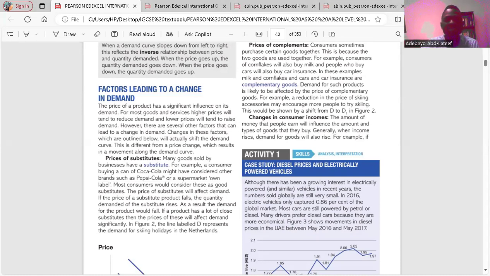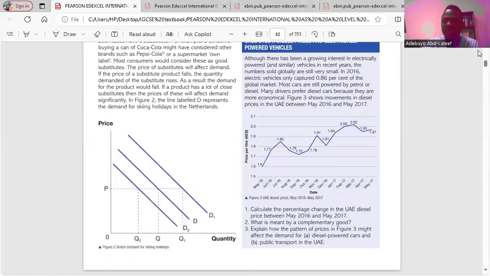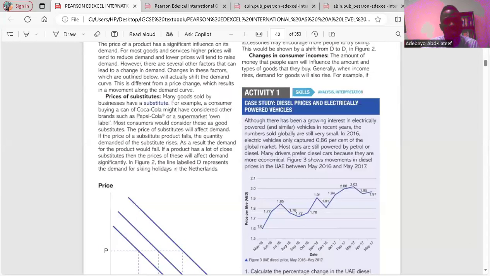The first one is prices of substitutes. Many goods sold by businesses have a substitute. For example, a consumer buying a can of Coca-Cola might have considered other brands such as Pepsi or a supermarket own label. Most consumers would consider these as good substitutes. So the price of a substitute will affect demand. If the price of a substitute product falls, the quantity demanded of the substitute rises. As a result, the demand for the product would fall. If a product has a lot of close substitutes, then the prices of these will affect demand significantly.